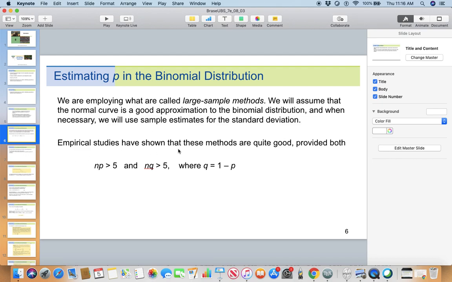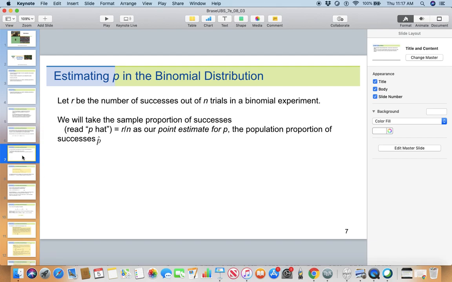Empirical studies have shown that these methods are quite good provided NP is greater than 5 and NQ is greater than 5, where Q is 1 minus P. This is the probability of failure in a single trial. All right. So first make sure that NP is greater than 5 and NQ is greater than 5 before going on to these methods that are coming up now.